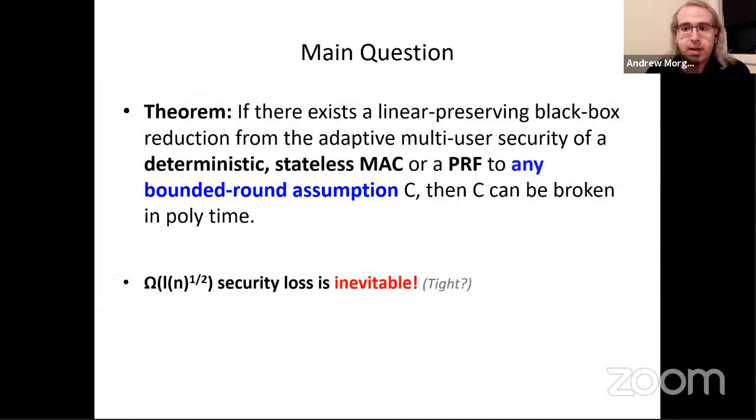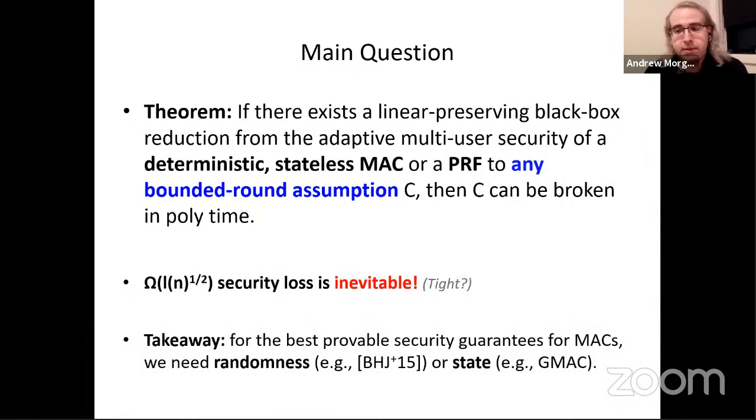In fact, we show this for not just reductions whose security loss is independent of the number of users L of n, but also any reduction whose security loss is asymptotically better than the square root of L of n. That said, the gap between that and the trivial reduction's loss of L of n remains open as far as we know, so whether the bound is tight is an interesting open question.